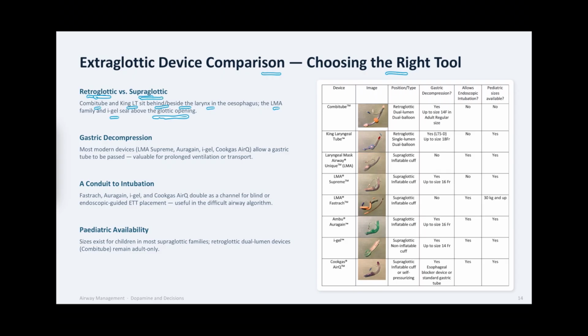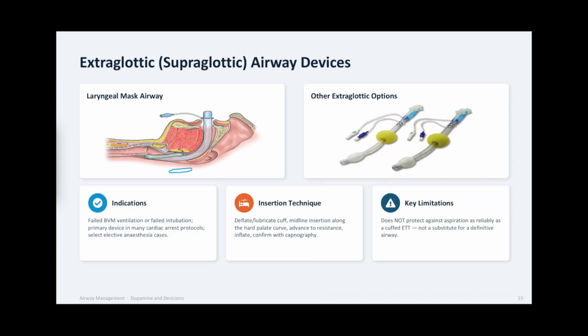Some devices come with a port for gastric decompression as well, like we have seen in the previous slide, and there, it acts as a conduit for intubation. So this is the laryngeal mask airway that we are seeing over here. If you can confirm the site, you can pass a bougie through it. Once you pass the bougie, you can remove the laryngeal mask airway, and an ET tube can be railroaded through it in case of difficult airways.